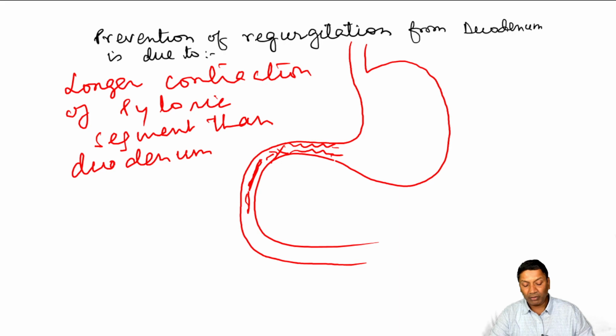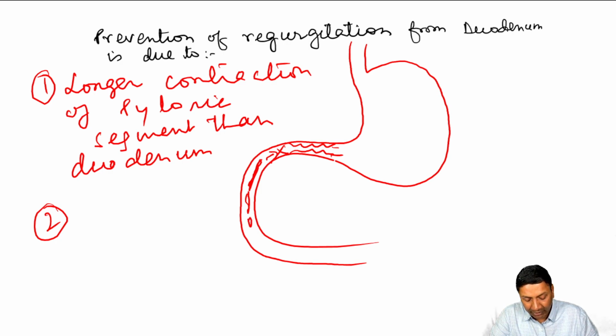So this pyloric contraction will last longer than that of the duodenal contraction. So it will prevent the entry of this duodenal chyme into the stomach, right. So this is how it is prevented. It is also prevented from entering the stomach by the release of two hormones: one is cholecystokinin and the other is secretin, right.